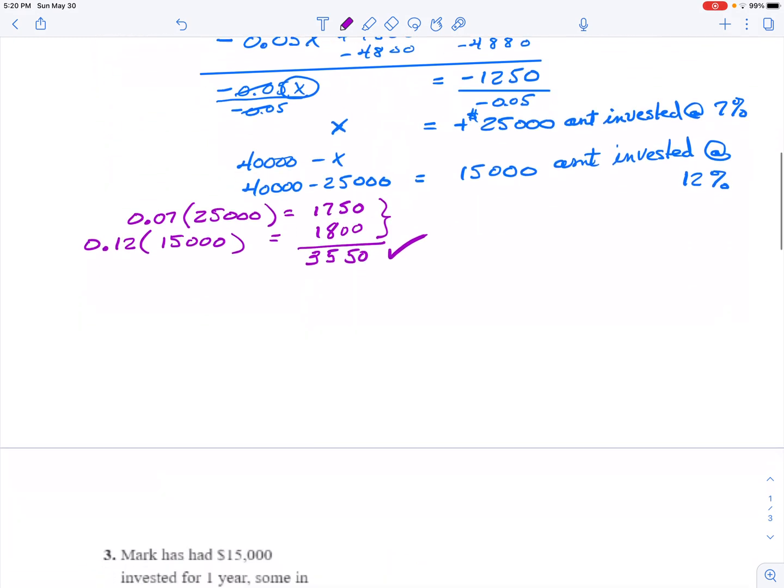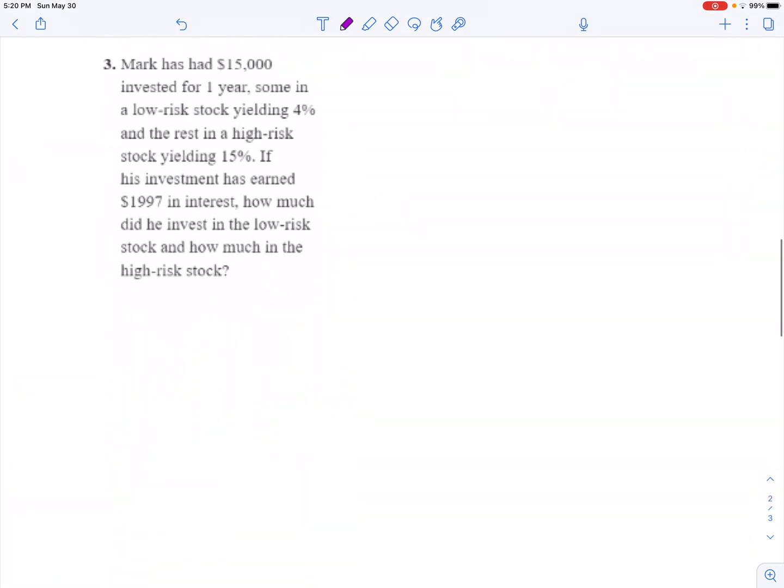All right, quickly, I have another one here. It's very similar. So we're going to read through it, and we're going to try and set it up like we did the previous one. Mark has had $15,000 invested for 1 year, some in a low-risk stock at 4%, and the rest in a high-risk stock at 15%. If his investment has earned $1,997 in interest, how much did he invest in the low-risk stock, and how much in the high risk?